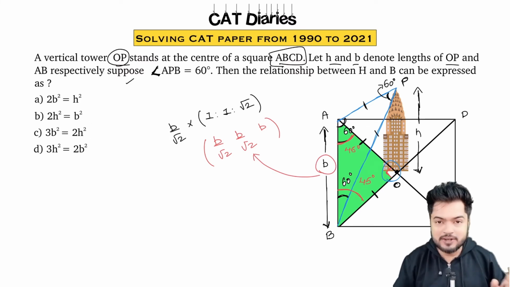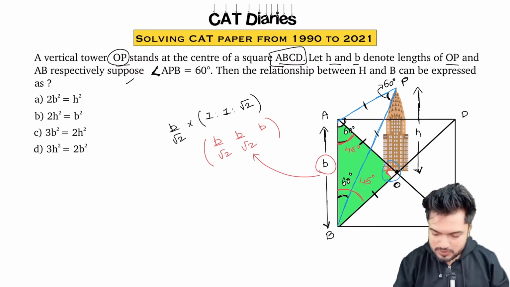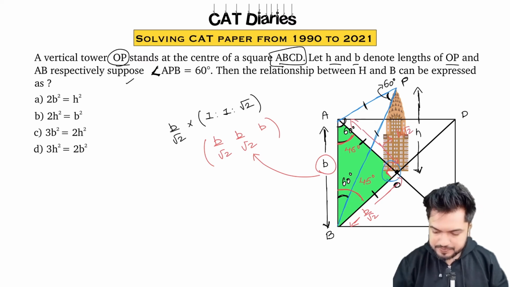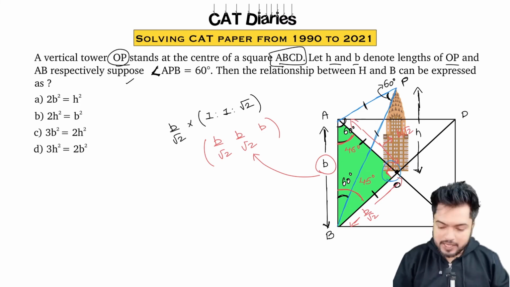So as I said earlier, if you know one of the sides in a 45, 45, 90, you can find the other two sides. That's what I did here. Okay, so this side becomes equal to b by root 2. So this is also equal to b by root 2. They are one and the same. So I know this. Okay, that is the first thing.